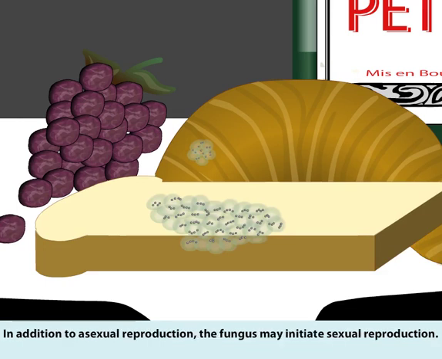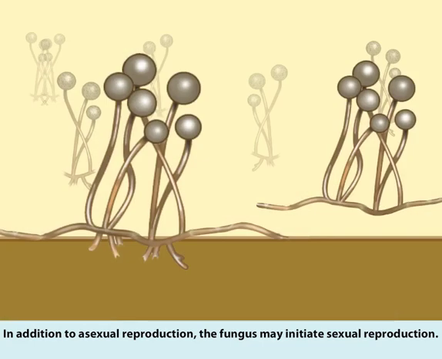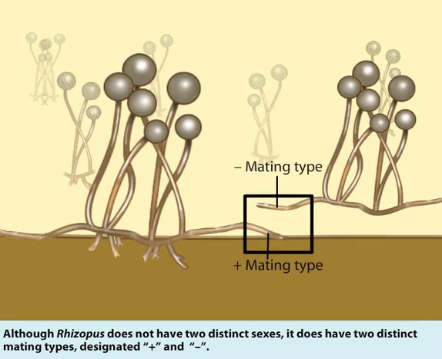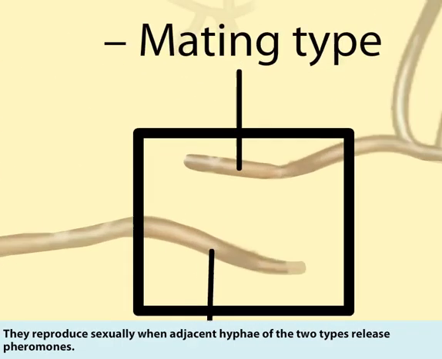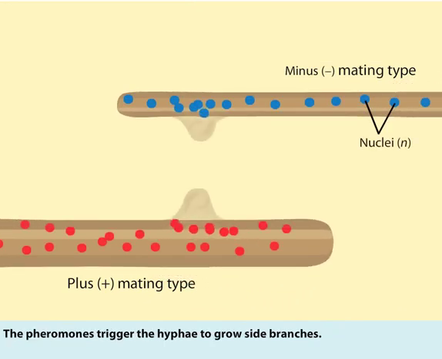In addition to asexual reproduction, the fungus may initiate sexual reproduction. Although Rhizopus does not have two distinct sexes, it does have two distinct mating types, designated plus and minus. They reproduce sexually when adjacent hyphae of the two types release pheromones. The pheromones trigger the hyphae to grow side branches.